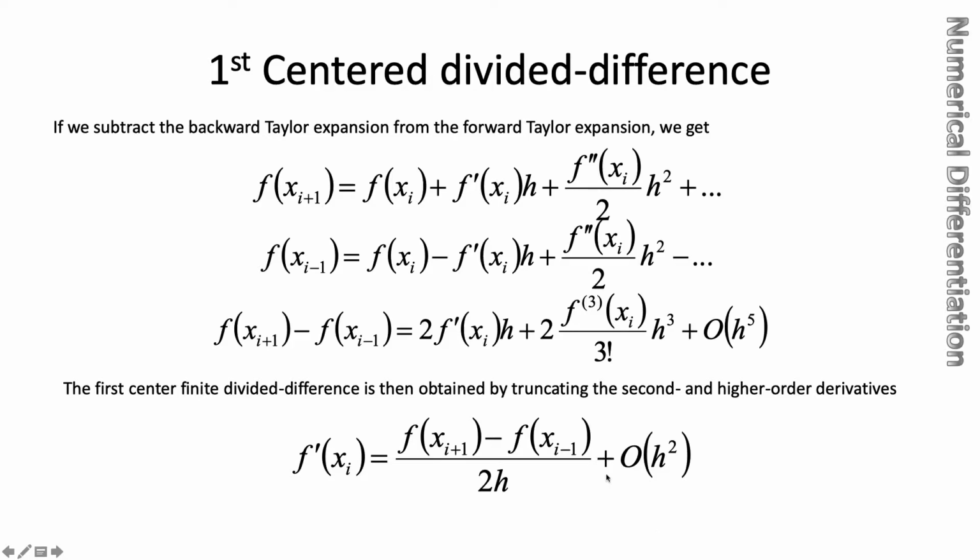Notice that the error term is of the second power of h. This means that you can use a larger interval or a larger value of h in this first center divided difference technique. The disadvantage is that you lose 2 data points, the first and the last, after performing the numerical derivative.